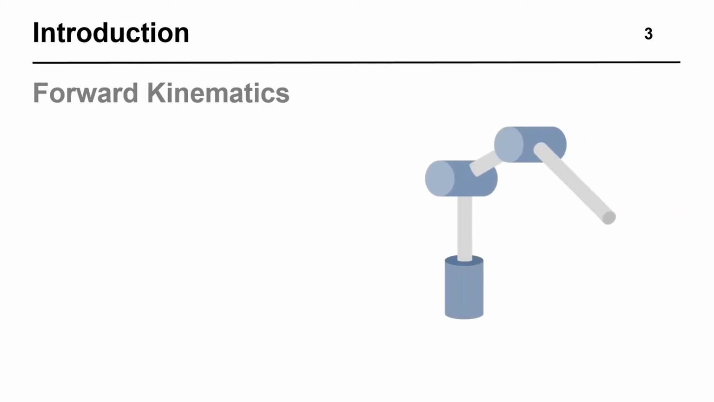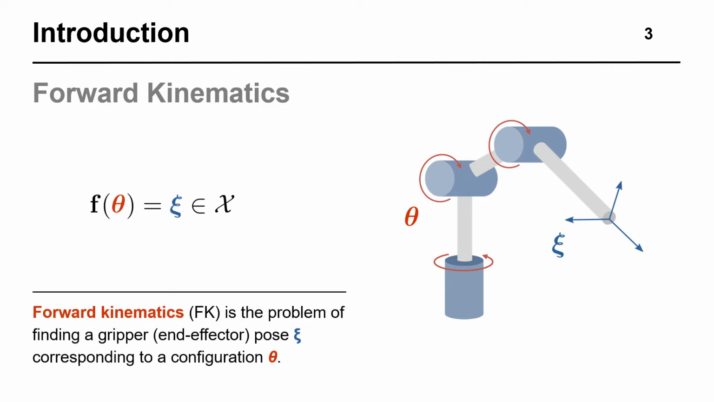Let's consider an open serial kinematic chain, such as this simple manipulator. Given some configuration vector theta, representing the state of the joints, usually their angle, our goal is to find the corresponding operational space vector xi, which is generally the pose of the end effector or some other link. This problem is known as forward kinematics, and the mapping F is known as the forward kinematic mapping.